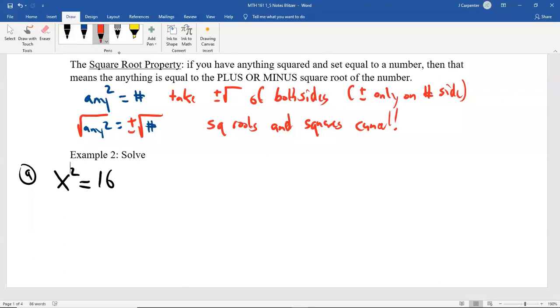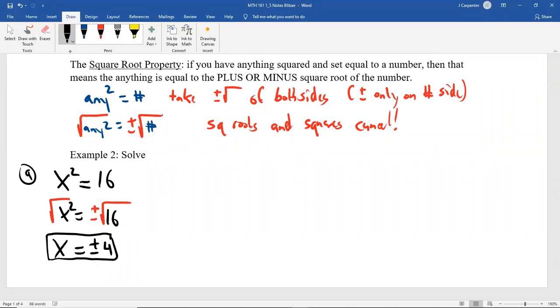So it's not just taking a square root of both sides. It's taking a plus or minus square root of both sides. Plus or minus only goes on the number side. So the square root of our x squared, which I almost didn't write, I was catching up though. Square roots and squares cancel. So the left side is x. That's what you want to see. That's the goal. The square root of 16 is 4. So x is equal to plus or minus 4 in reality.